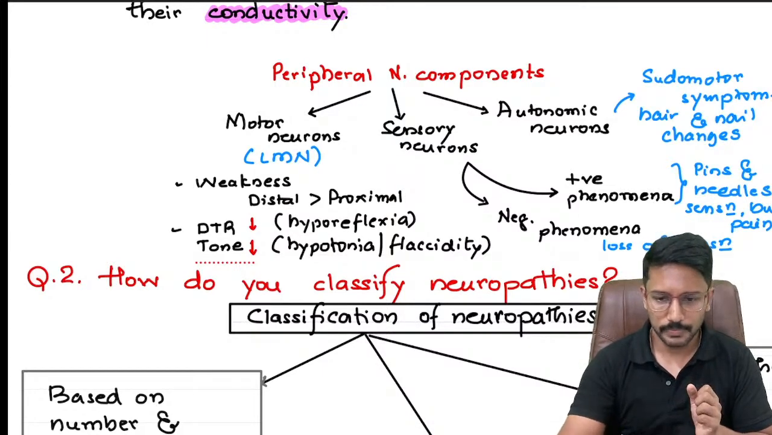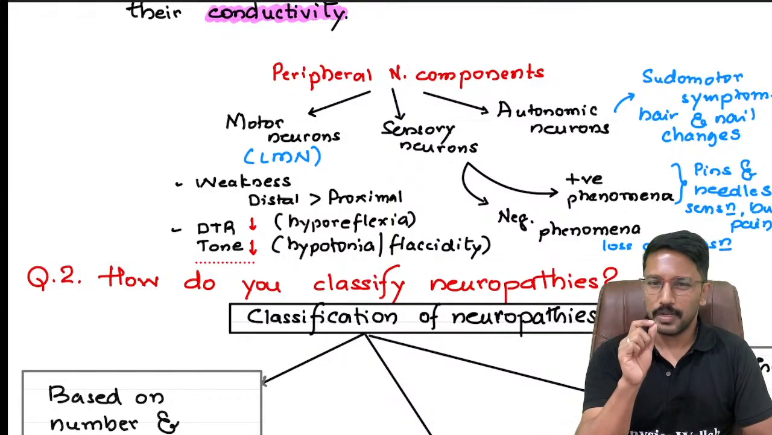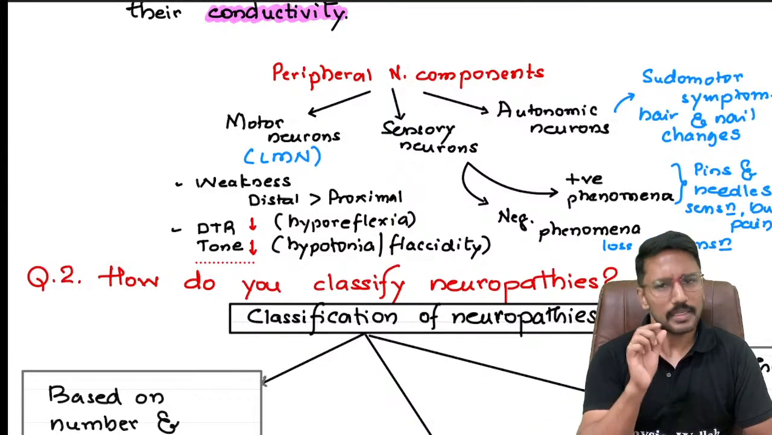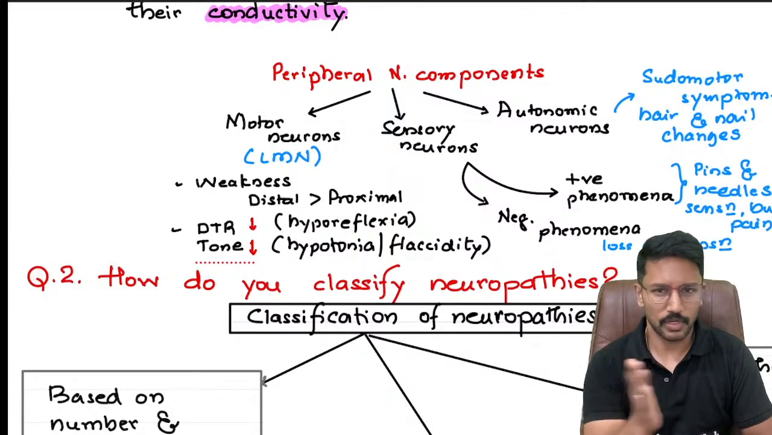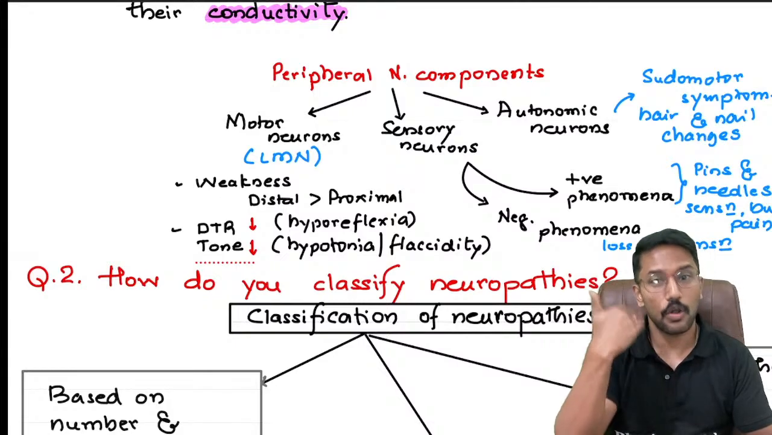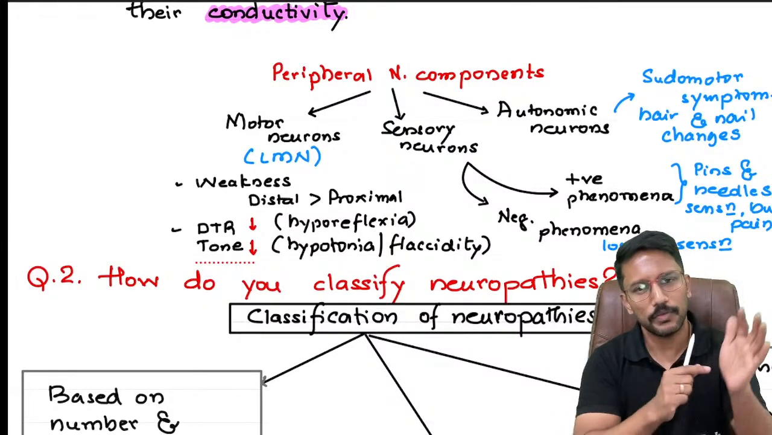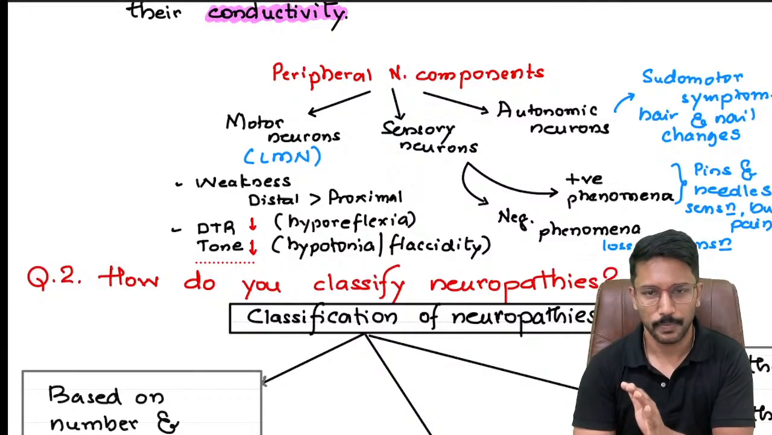So with this background, Sutapa, normally when a peripheral nerve gets damaged, if we have damaged the sensory neurons in that nerve, obviously its function is gone, right? Because it is not able to conduct the information coming from the sensory receptors. So we have lost the sensation. Ideally, we should perceive it, but we no longer perceive it. So we call it negative phenomenon.